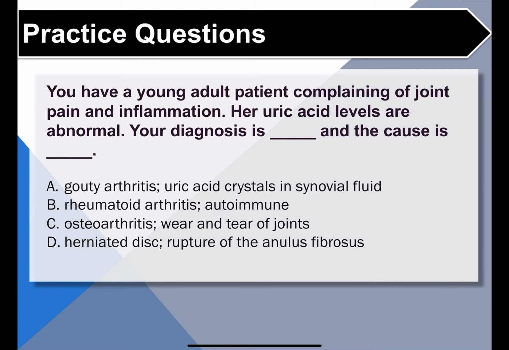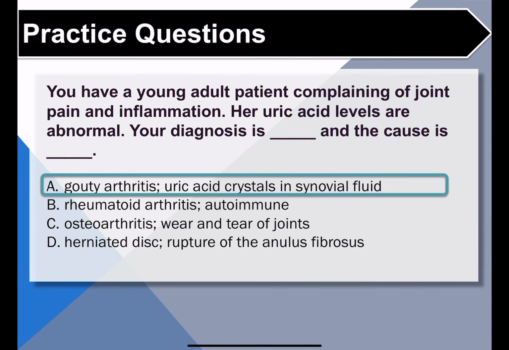You have a young adult patient complaining of joint pain and inflammation. Her uric acid levels are abnormal. So your diagnosis is gouty arthritis, and the cause is uric acid crystals within the synovial fluid.